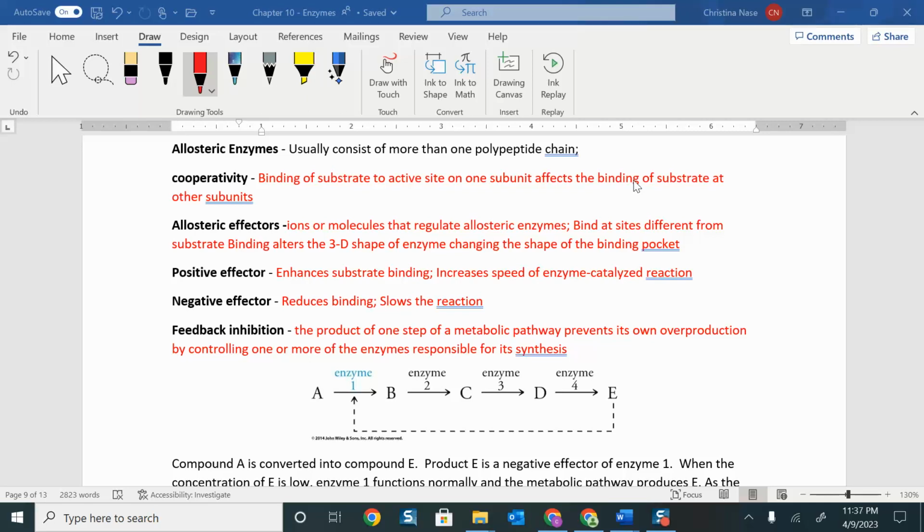A positive effector is going to increase the speed, right? That's going to be a positive effect. It's going to enhance the substrate binding and make the reaction go faster. And then a negative effector is going to reduce that binding. It's going to slow down the reaction.